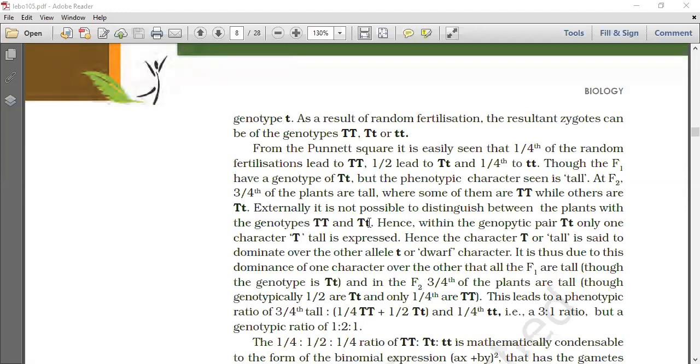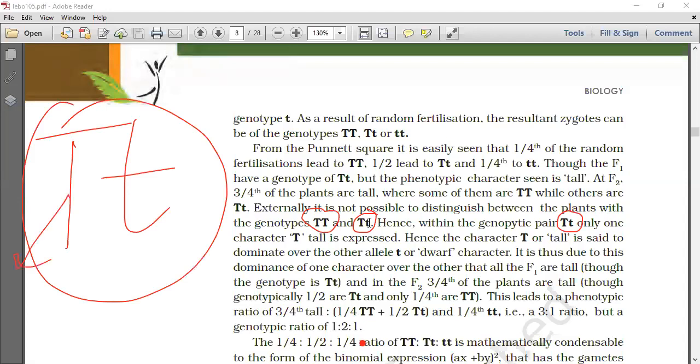We can't say externally. Both look the same. They are tall plants, that's all. Simply we say they are tall plants, phenotypically. Hence, within the heterozygous tall genotypic pair, only one character, capital T tall, is expressed. Among this, only this one is expressed.